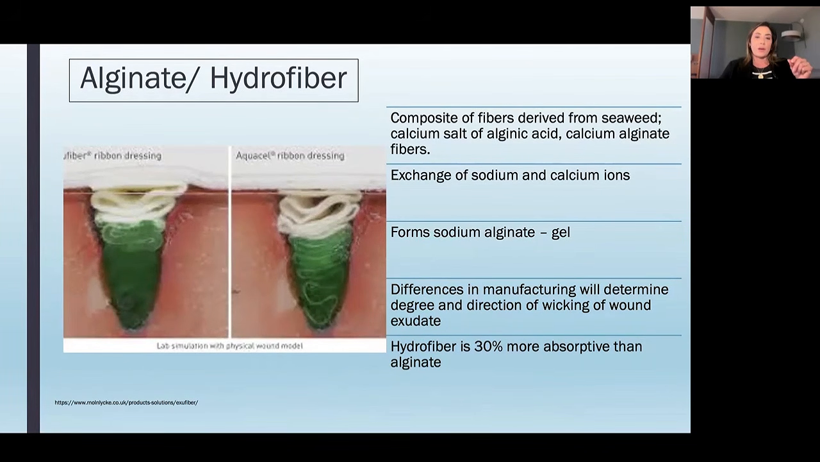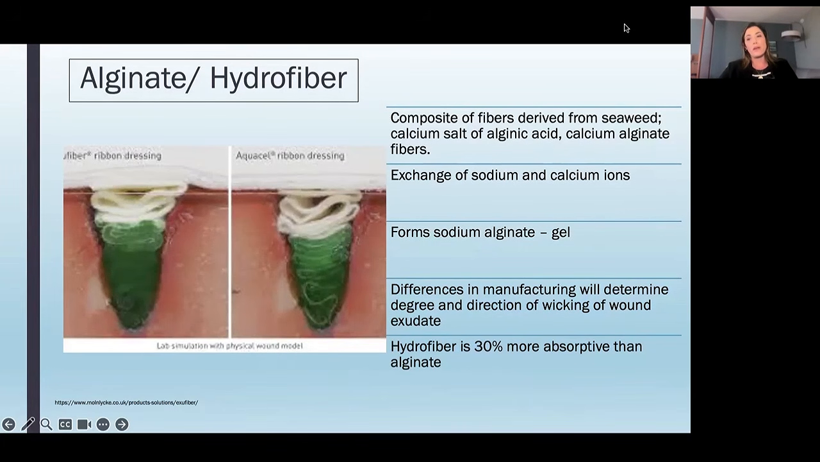Alginate and hydrofiber. This is just showing you what these do when you need a wound filler. If you're looking at that cavity, you can see that the alginate or the hydrofiber is actually filling up that cavity. These are often composed of seaweed, calcium salt of alginic acid, and calcium alginate fibers. There are a few different things that can be used, but they exchange sodium and calcium ions, sometimes also silver, depending on the formulation. But you can also have a silver alginate gel in addition to a fiber.